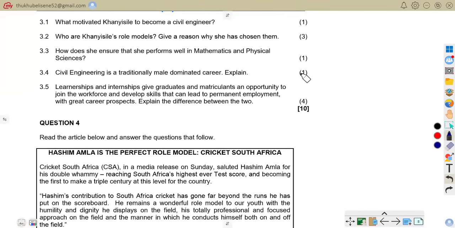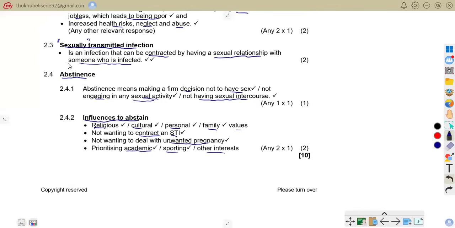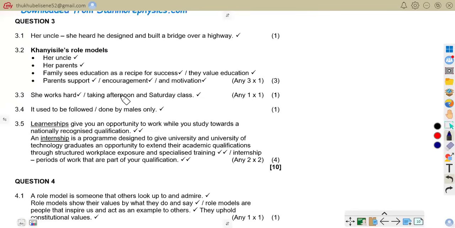So here are the questions that follow. What motivated Kanyisile to become a civil engineer? So here are our answers. Her uncle designed and built a bridge over the highway. That's what motivated Kanyisile.